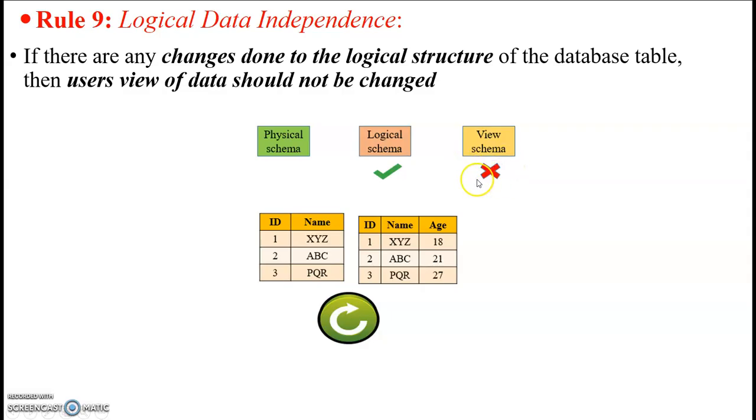So it should not be hampered by this. If I'm making changes to the logical schema, the view schema should not be hampered. The example is that there is one table, ID and name. Now I am updating it by adding one more field to it. So I am changing the logical schema, but this does not hamper the view schema. So this is logical data independence.